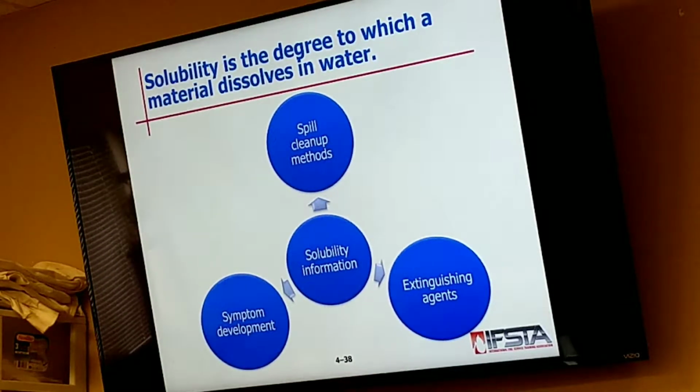Solubility. With solubility, we want to know what percentage of the material will dissolve in water. Okay? A substance's solubility affects whether it mixes with water. Solubility information can be useful in determining spill cleanup methods and extinguishing agents.